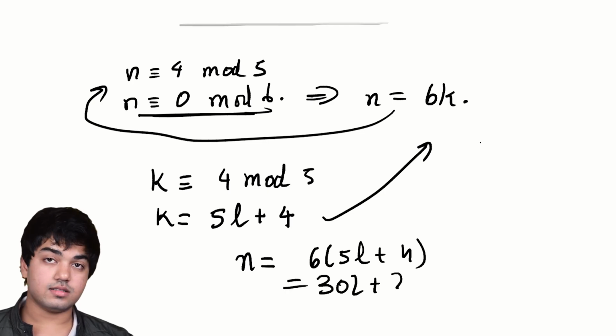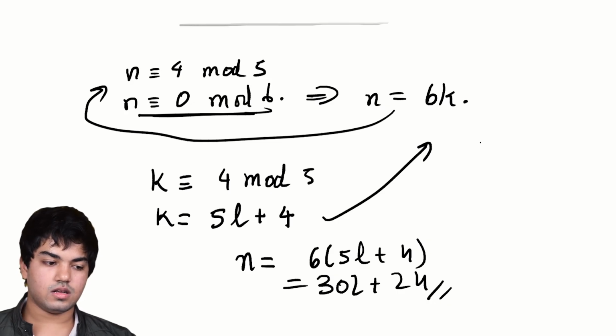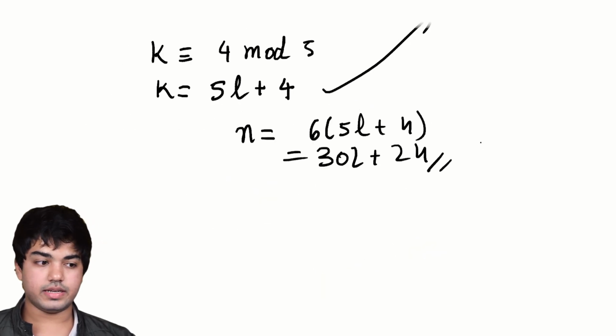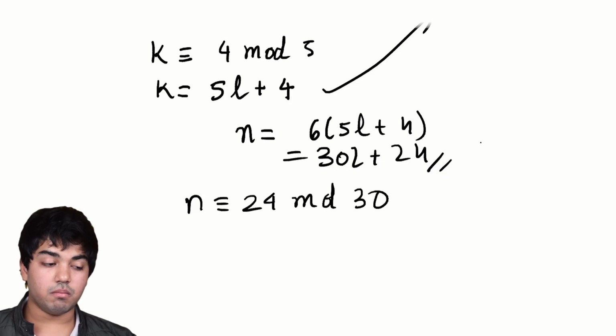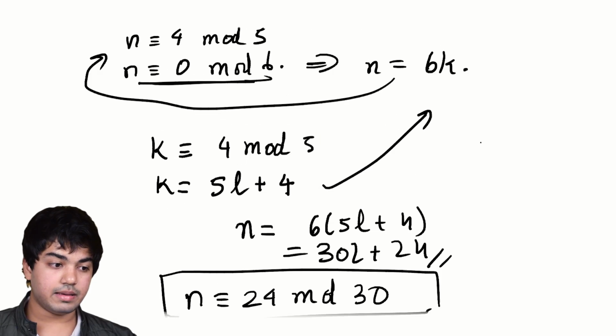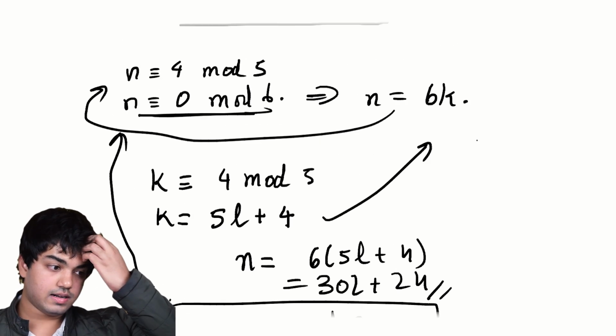This is actually a Chinese remainder theorem calculation, but we'll get into that in the next class. So this tells me that n must be of the form 24 plus 30l, or n is congruent to 24 mod 30. I've gotten a much more specific piece of data. If you look into it, this implies both of these. So I'll leave that as an exercise to you.